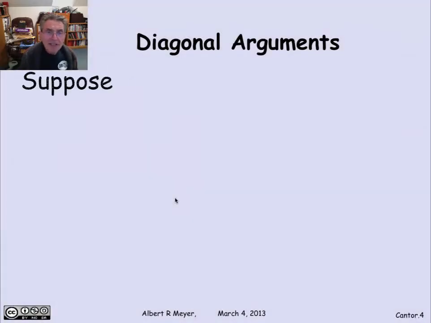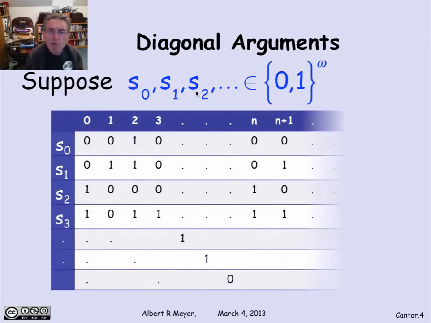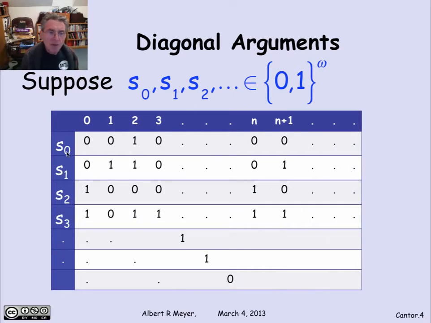Well, the setup for using a diagonal argument is to think about drawing a matrix. Suppose that I have some way of enumerating the infinite binary sequences in {0,1}^ω. So there's a sequence S0, there's a sequence S1, there's a sequence S2. Let's lay them out as though they were the rows of a matrix. So S0 is this infinite binary sequence, 0, 0, 1, 0, and so on. The column labels are simply the coordinate labels for S0. So this is S00, S01, and so on.